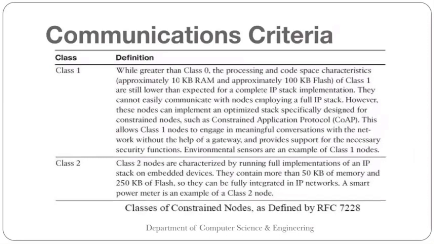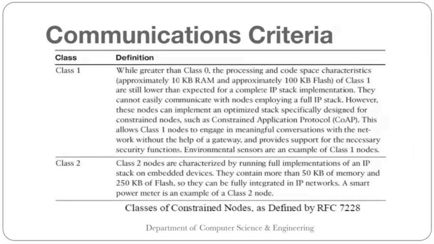Then we have class 2. Class 2 nodes are characterized by running a full implementation of an IP stack on embedded devices. They contain more than 50 KB of memory and 250 KB of flash, so they can be fully integrated in the IP network. A smart power meter is an example of a class 2 node.